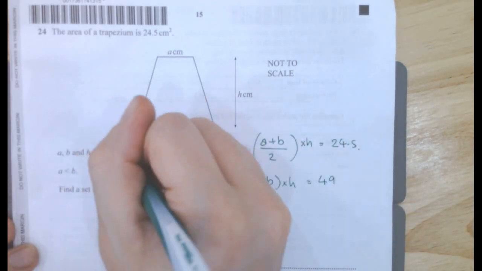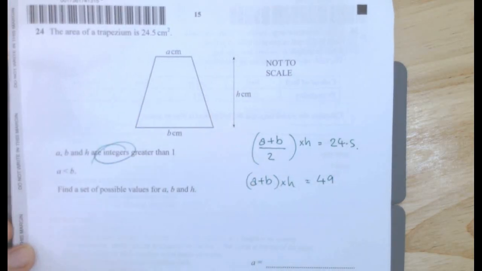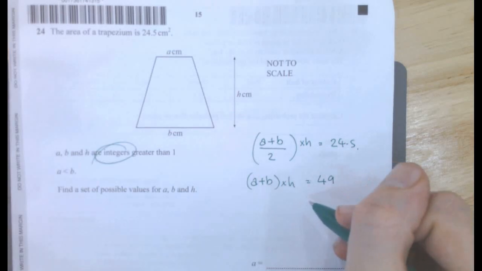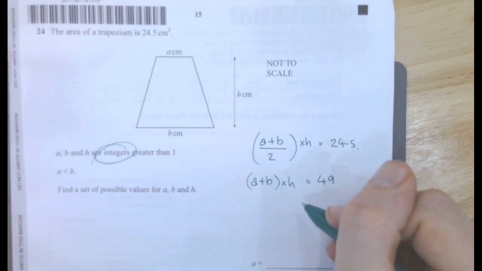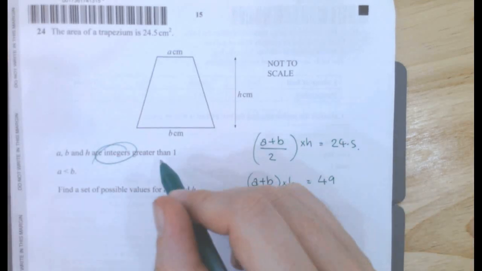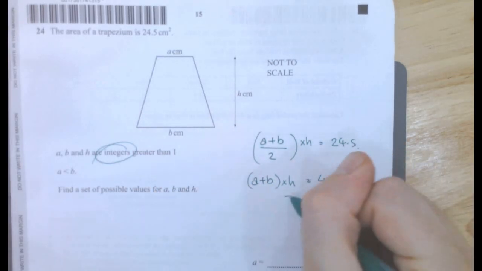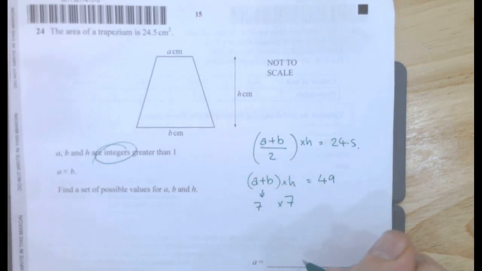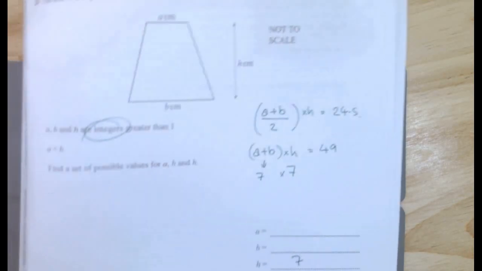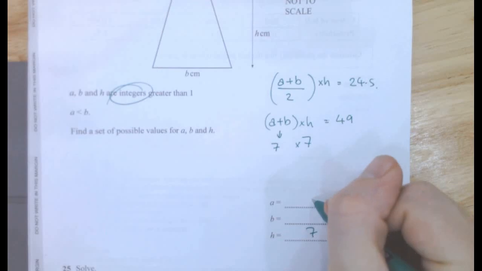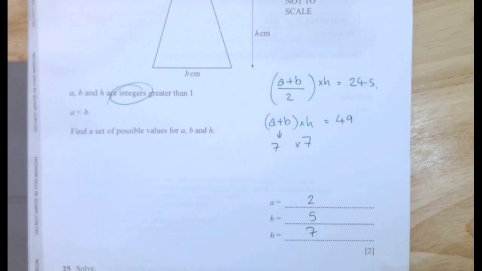Now, they have to be integers, so they've got to be whole numbers. What if I said the numbers that go to 49 are 7 times 7? That would be a nice one. Or I could go with 49 times 1, but if I did that, H would have to be 1 when it's supposed to be greater than 1. So I'm going to say that H is 7, and A and B add up to 7 as well. So I'm going to say 2 and 5, or 3 and 4, or 1 and 6. Any of those is fine.